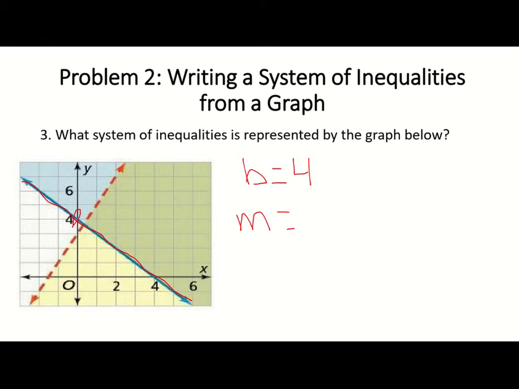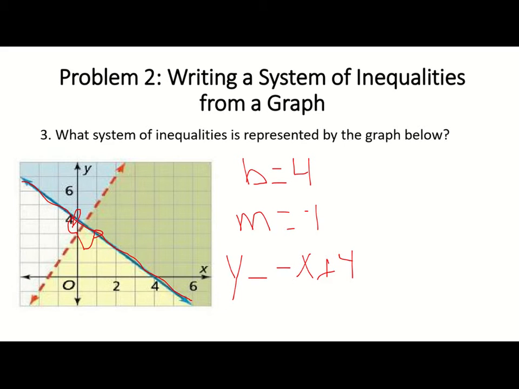So I'm going to count from this point to this point. It's going down 1, right 1. That would be negative 1 for my slope. So if I write the inequality, I have y, leave a space for the inequality, negative 1x, or just negative x to keep it simplified, plus 4. Now what I want to do is put in my inequality symbol. Since this was a solid line, I need an or equal to.